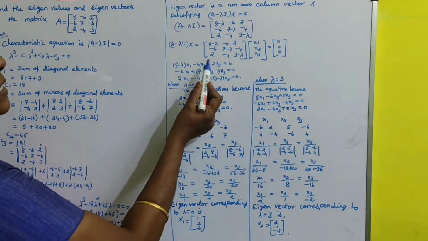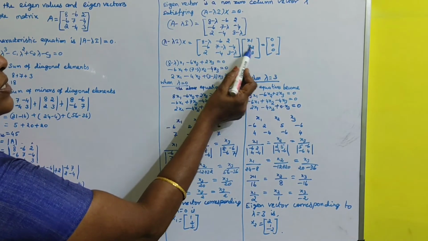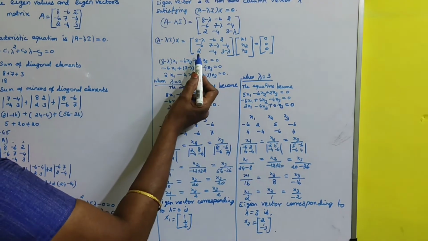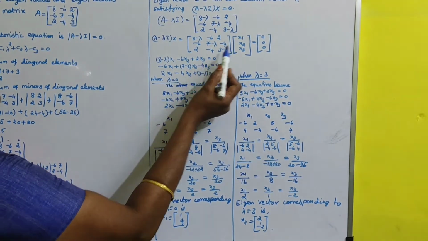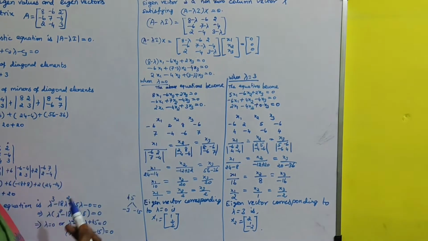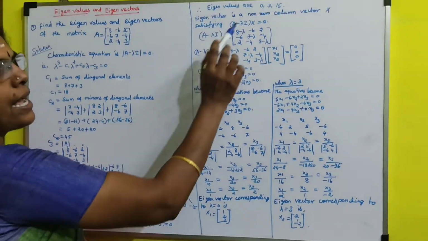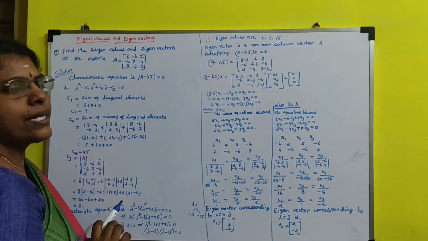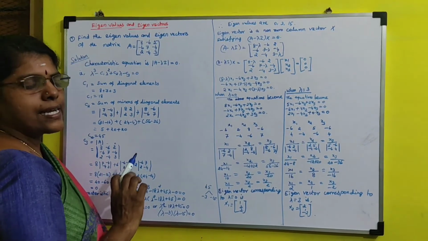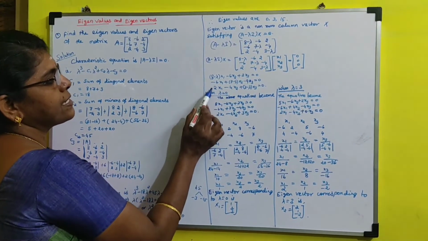The second equation is minus 6x1 plus (7 minus lambda) x2 minus 4x3 equal to 0. Third equation: 2x1 minus 4x2 plus (3 minus lambda) x3 is equal to 0. Now in these three equations we have to put the eigenvalues one by one, then we can get the corresponding eigenvectors. Okay, first let us take lambda equal to 0.